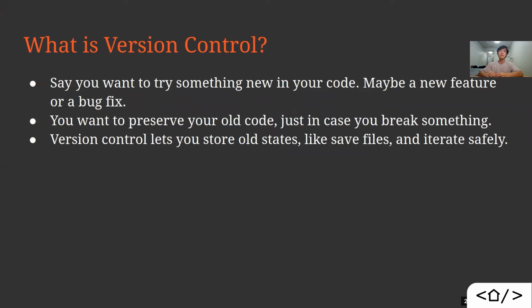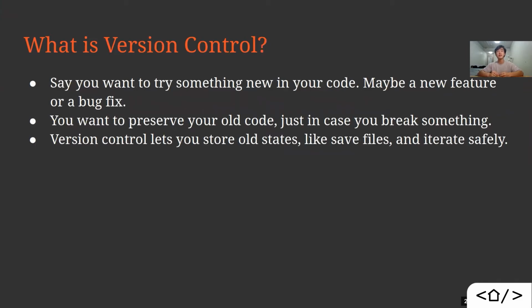So let's say you wanted to try something new in your code. Maybe you wanted to try a new feature or fix a little bug, and you wanted to make sure that your old version of your code didn't break when you changed something new. So what you could do in your text editor is save all the files, create new copies, and then make your changes and see if they work. And if they don't, you could just move back to those old copies. But that's really time inefficient and it can get really messy.